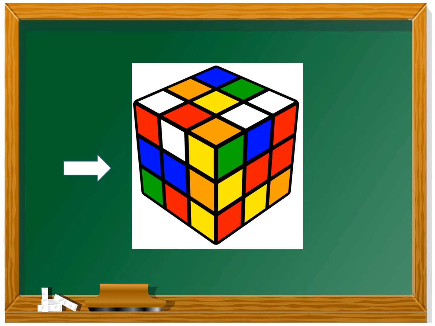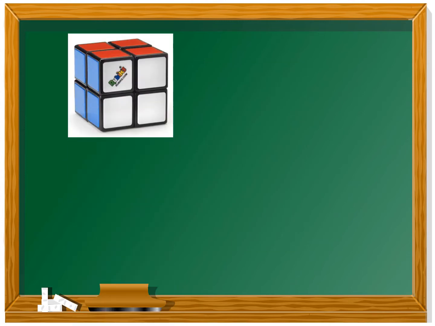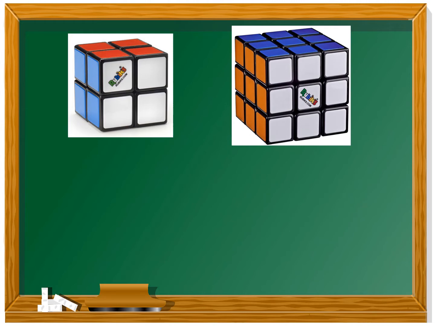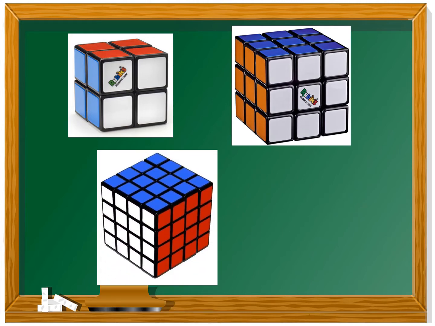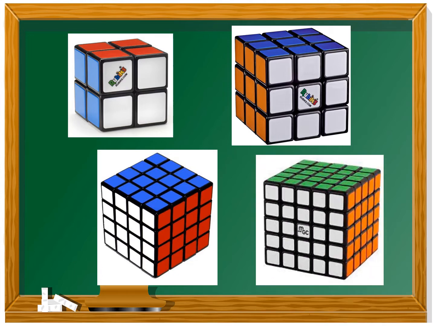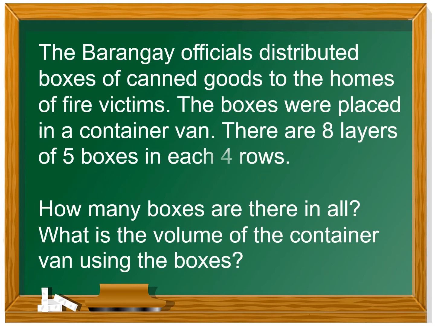This cube comes in different sizes, such as 2 by 2 by 2, 3 by 3 by 3, 4 by 4 by 4, 5 by 5 by 5, and others. This puzzle will guide us as we analyze some word problems dealing with three-dimensional figures. Let us have the given problem.